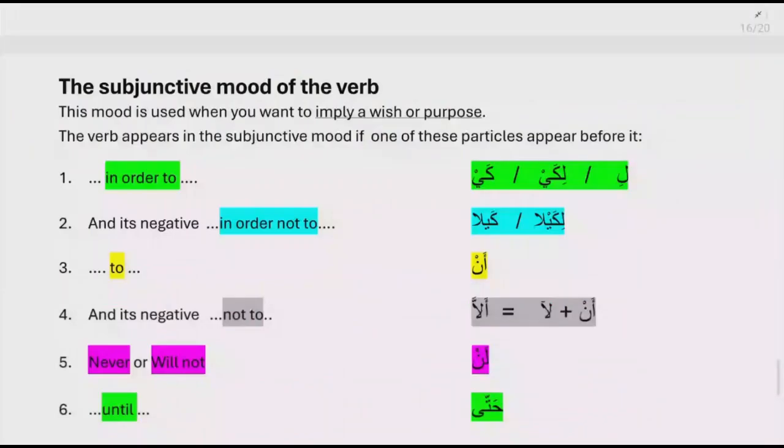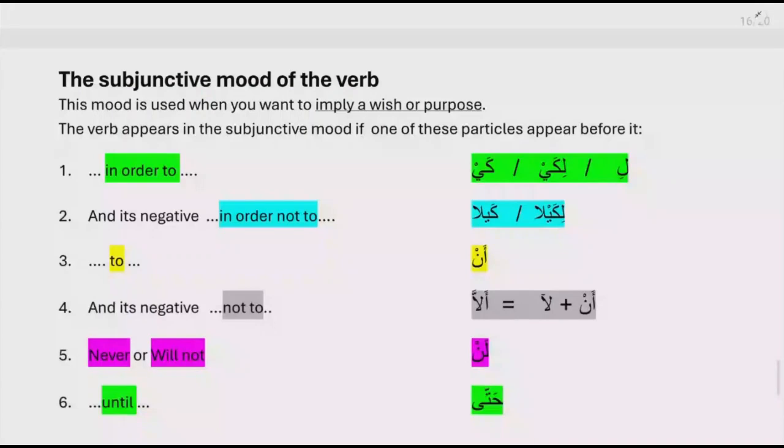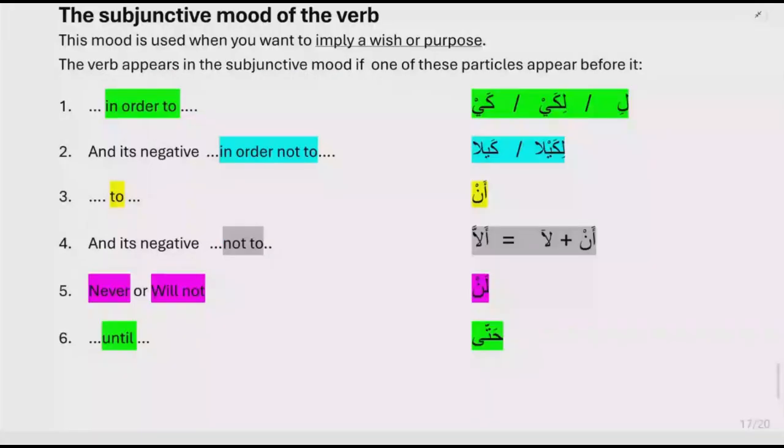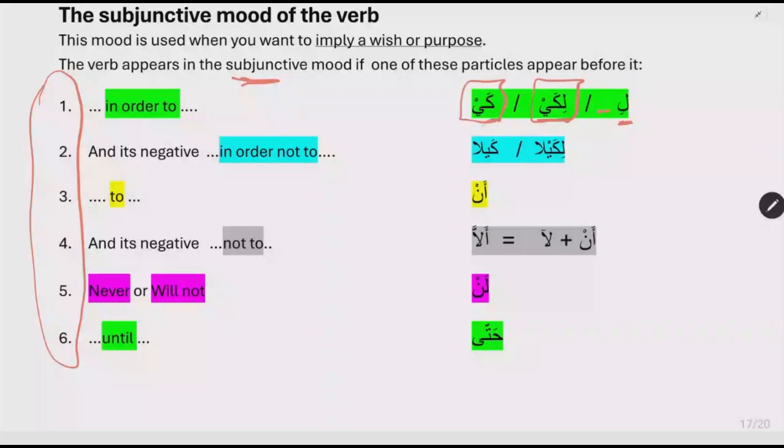Okay, let's look at now the third part of this verb. And this is what you must remember. The giveaway that the mode is subjunctive is one of these six particles. There are six of them. The first one is li before the verb, like li yaktuba, in order to write. Instead of just the li, which is one letter on its own joined to the word, you can say likay as a separate word, or you can use kay as a separate word. But li is joined to the word. So all three may have the same meaning. It means in order to.